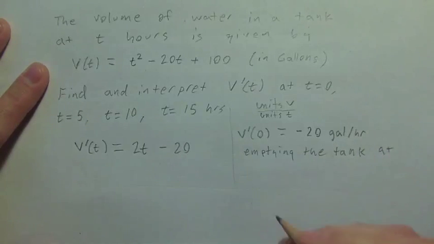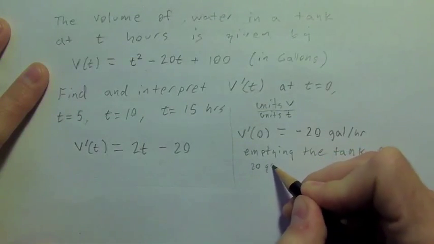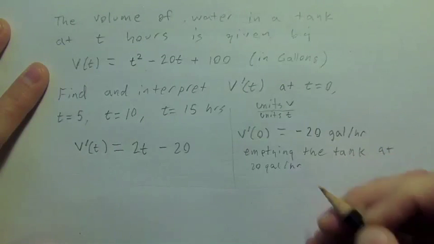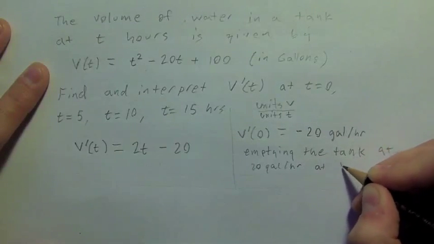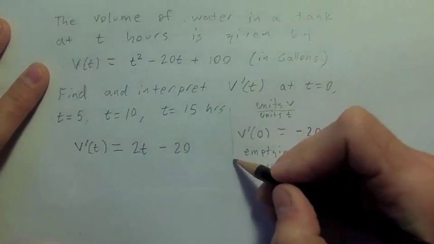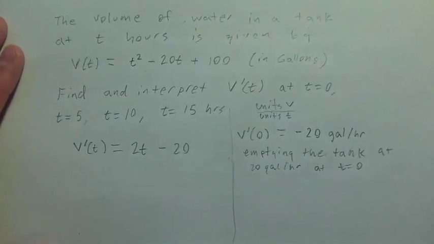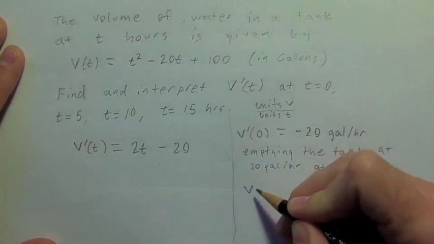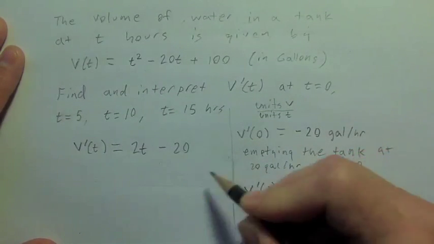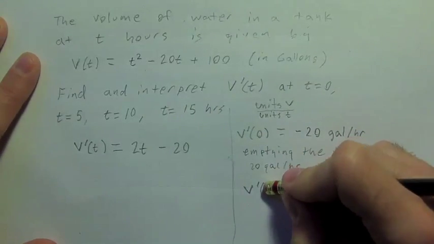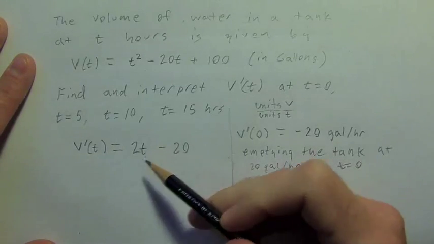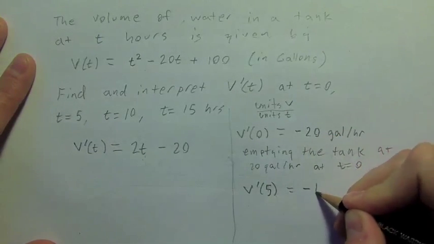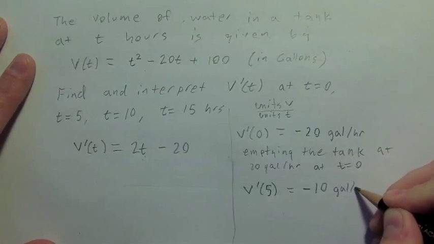At, well, 20 gallons per hour. Okay. So when you empty the tank at 20 gallons per hour, that's only at t equals 0, right? That doesn't mean it's a constant rate. It might be speeding up, it might be slowing down, and in fact, what we find when we plug in 5, so at 5 hours, we get 10 minus 20, so we end up getting negative 10 gallons per hour.